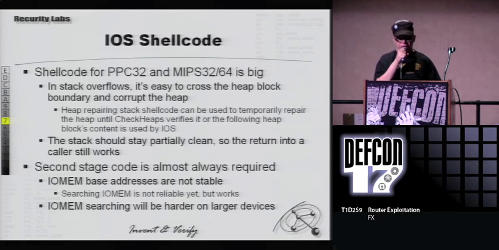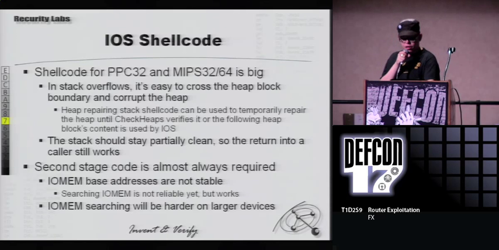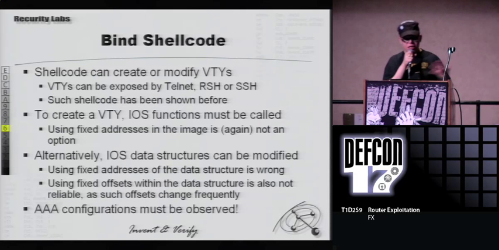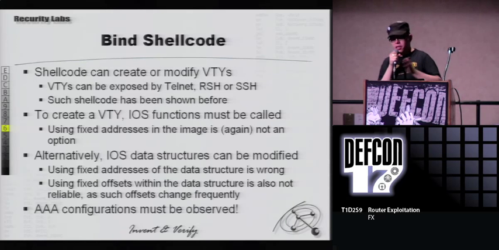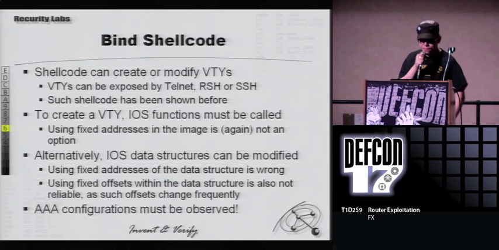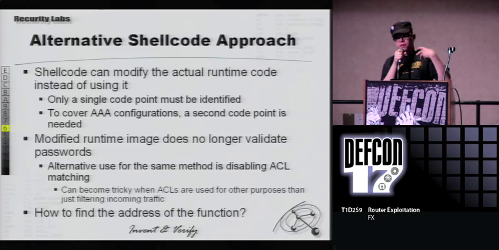So you always need second stage code, and there's some particular problems with finding I/O memory addresses because they're not stable either, but we're going to solve that. What can you do? You can create VTYs, right? You can just create an enable shell, but you always need to have addresses in the code that you can jump into. You could create a VTY, or you can directly modify the data structures, and I already mentioned that this is not really stable. You can also just modify the image.